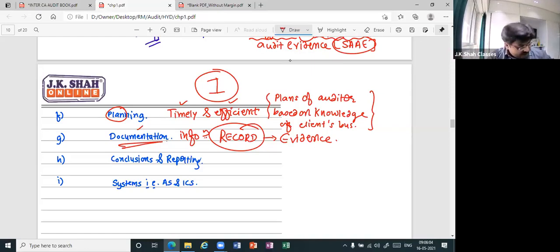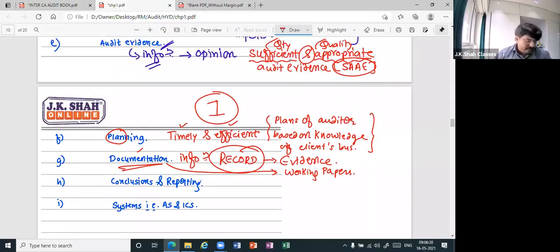This documentation, in other words, is also known as working papers. Which papers? Working papers. See, it is just a fancy name. There's nothing great about it. Whether you say documentation or whether you say working papers, meaning is one and the same. Just like, what do you mean by information? Correct. Information is known as audit evidence. Similarly, then what do you mean by documentation? It is known as working papers. So working papers, one word, documentation. Audit evidence, one word, information. Now do you understand? Okay, come on.